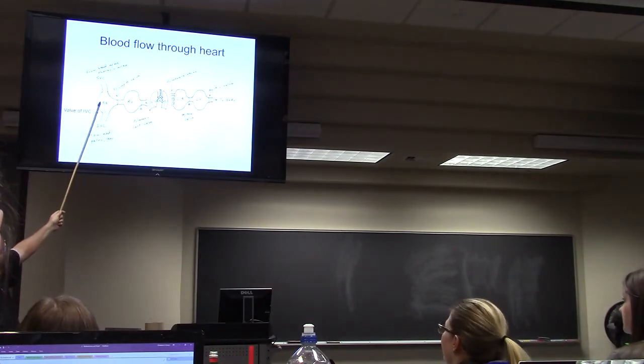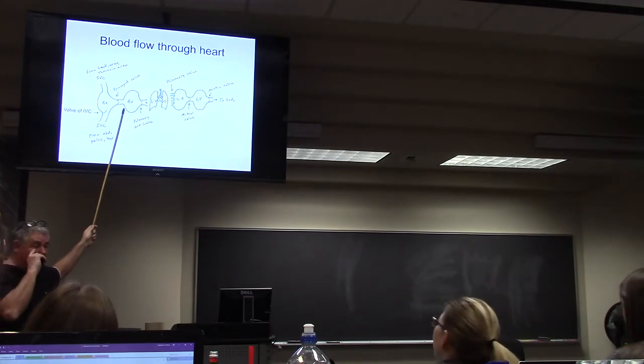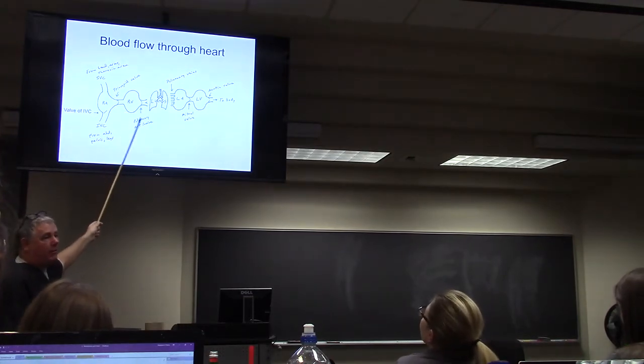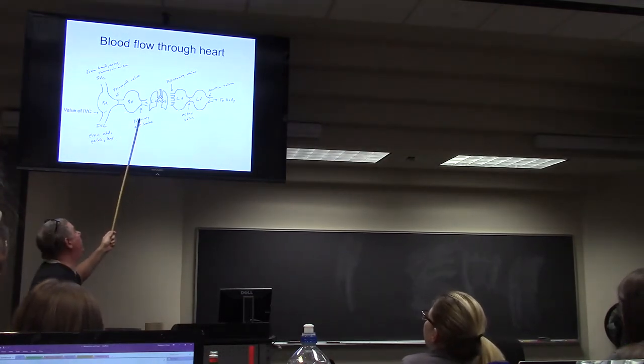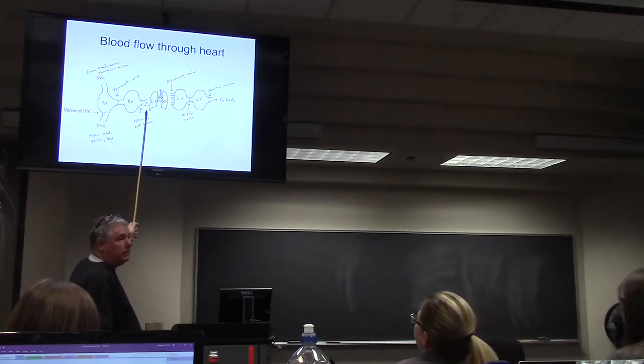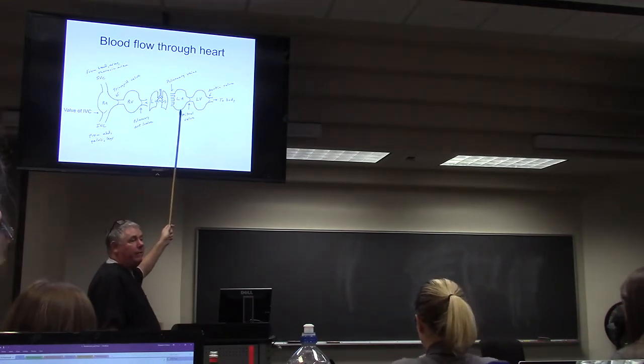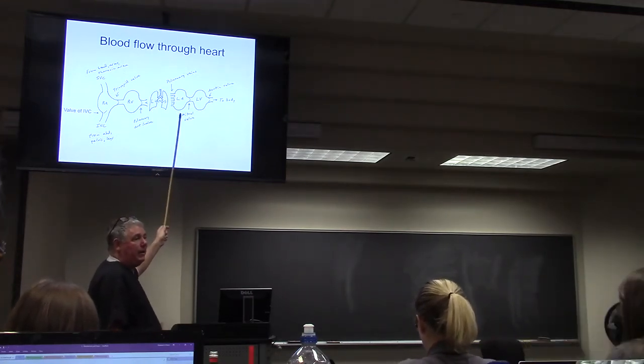The right atrium, when it contracts, sends blood through the tricuspid valve into the right ventricle. It goes out the pulmonary trunk through the right and left pulmonary arteries. Remember, this is deoxygenated blood into the lungs. It comes back through the pulmonary veins, two on each side, into the left atrium.